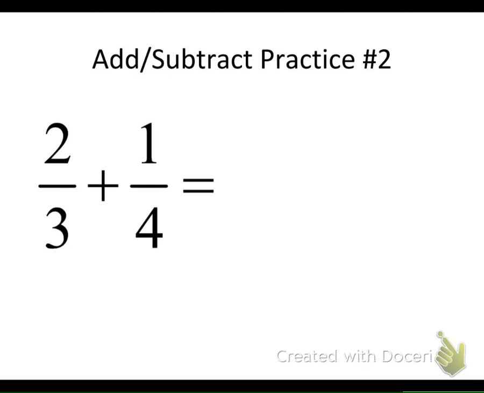First thing I look at, do they have the same denominator? No. So we have to find the least common multiple for 3 and 4, which we found in our opener today. What was the least common multiple for 3 and 4? 12. So I'm going to go ahead and write that off to the side of each fraction real fast.